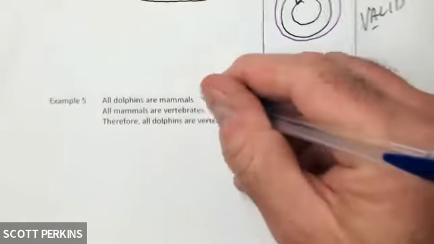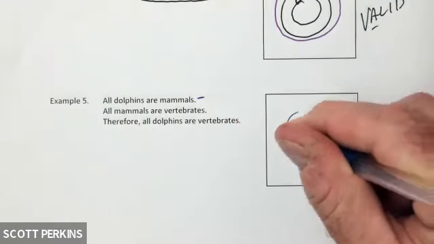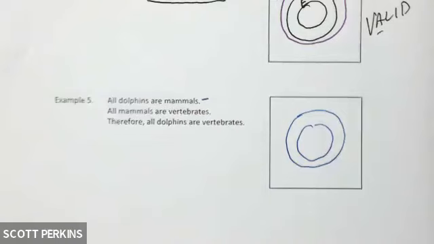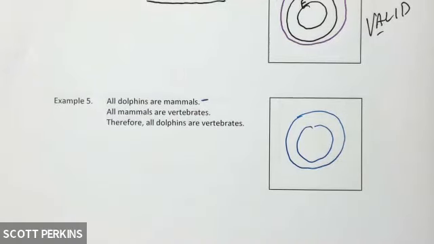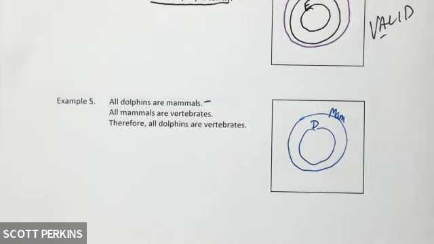Okay, so my first statement is all dolphins are mammals. So here is my two circles for all dolphins are mammals. Which one's going to be the smaller circle, the dolphins or the mammals? Okay, the dolphins. Okay, all dolphins are mammals.